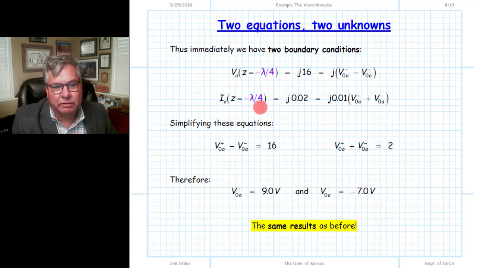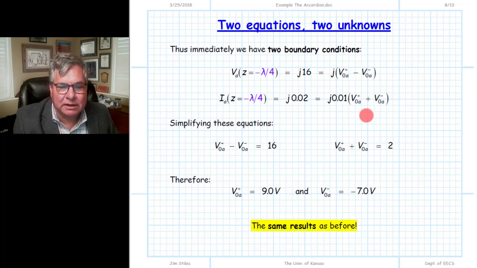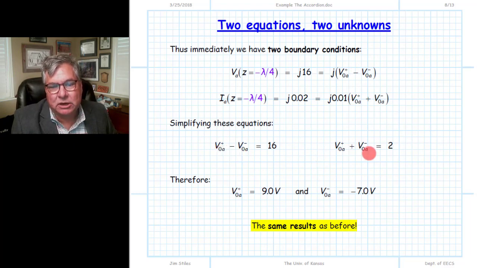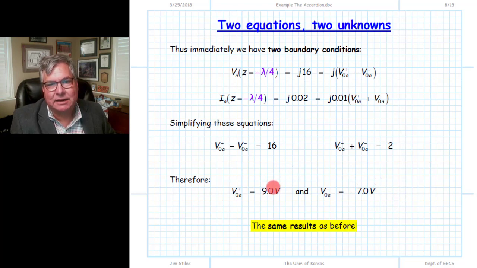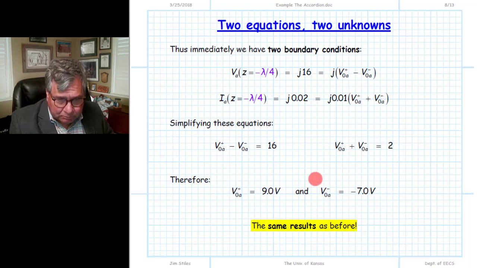Likewise, for the current, when we evaluate it at the beginning of the transmission line using the telegrapher equations, we get this result for the current, being careful to make sure we get the signs right when we evaluate the complex exponential. Take these two equations and do a little algebraic simplification, and we have two equations and two unknowns, and we can quickly determine now the value of our unknown wave amplitudes. V0 plus is 9, and V0 minus is minus 7. Again, these are complex numbers, a real value of 9 and an imaginary part of 0, or a magnitude of 9 and a phase of 0, for example.